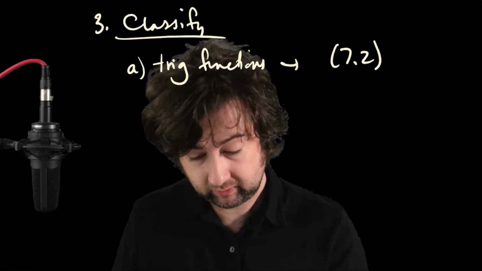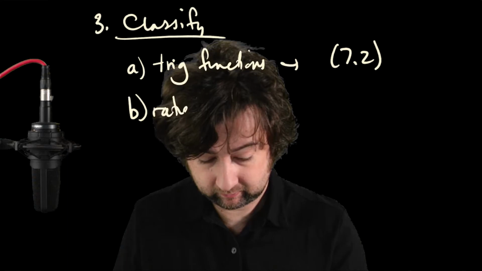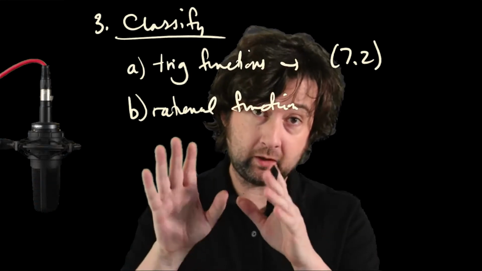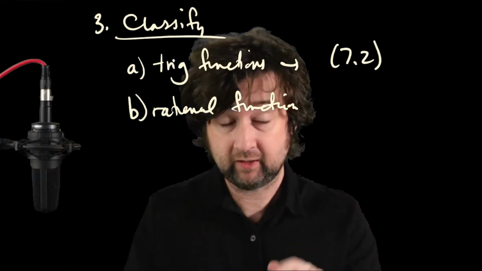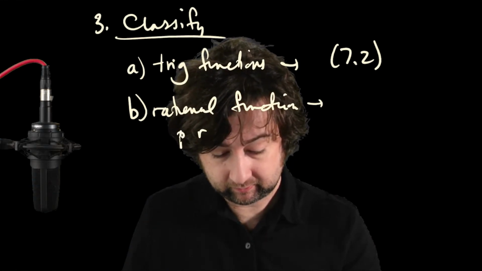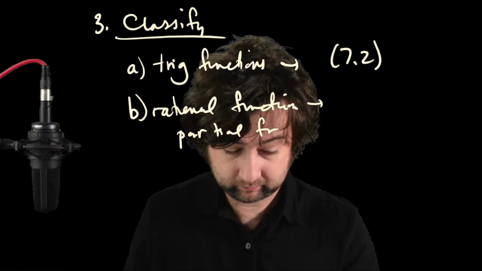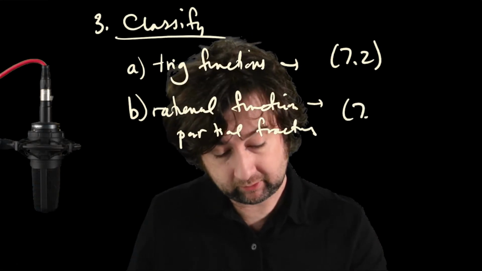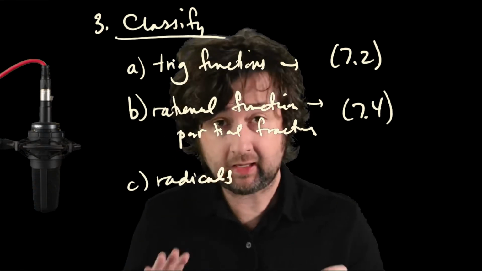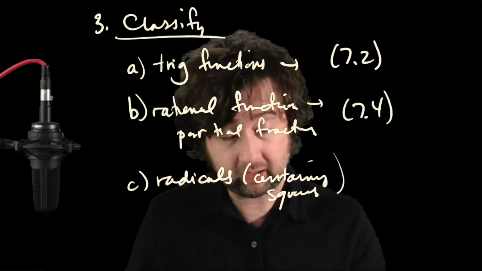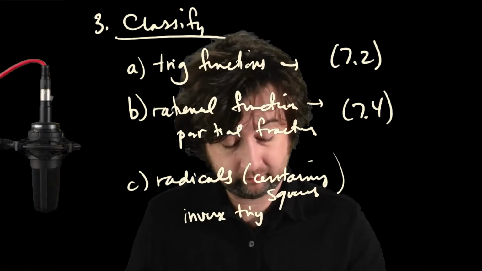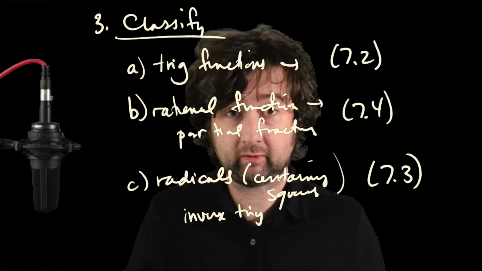Another thing that we saw was rational functions. Remember, a rational function is a polynomial over a polynomial, so no roots. For rational functions, we learned integration by partial fractions. And that was chapter 7.4. If we have radicals, and those radicals contain squares, then we're talking about inverse trig substitution. That's the content in 7.3.